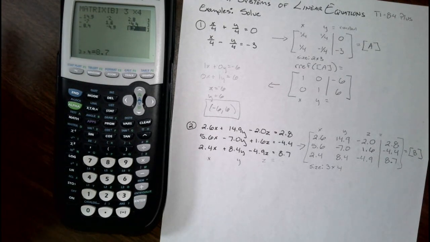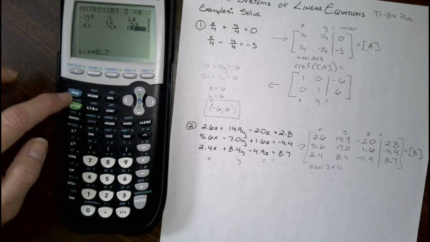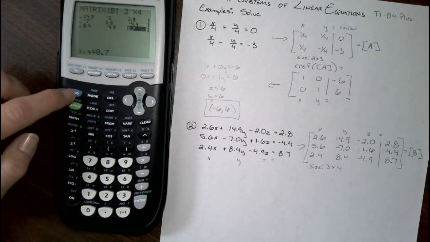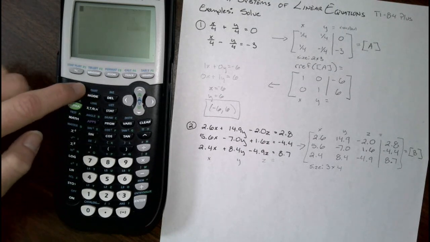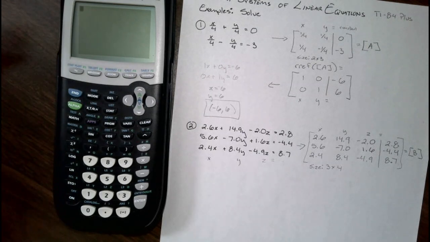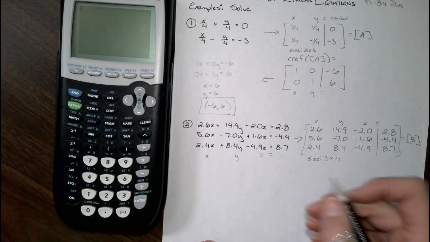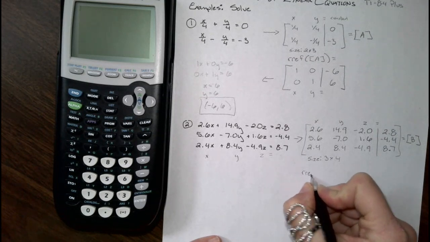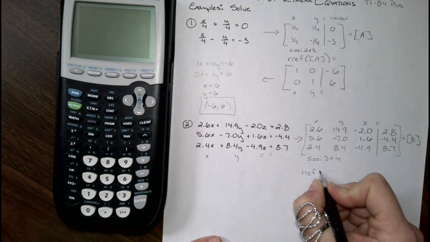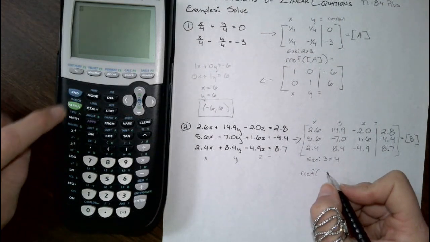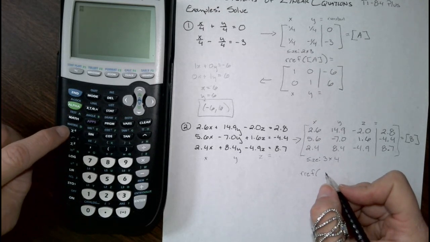All right, now that I've got it entered, I can go ahead and get out of that by quitting. So second mode, which takes me to the quit, that gets me back to my home screen. Right, now what we're going to do is go get that RREF, that reduced row echelon form function. So again, that second X inverse to get me to matrix.